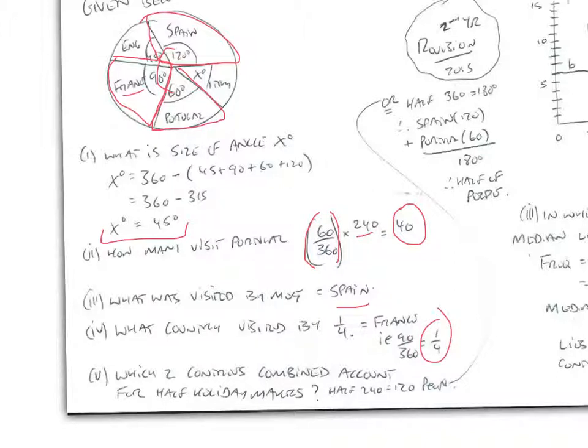Okay, which two countries combined account for half the holidaymakers? Well, we could say that of 360 degrees, half of that is 180, and if we add Spain's 120 to Portugal's 60, we can see we've half of the pie: half of the people visited Spain and Portugal.